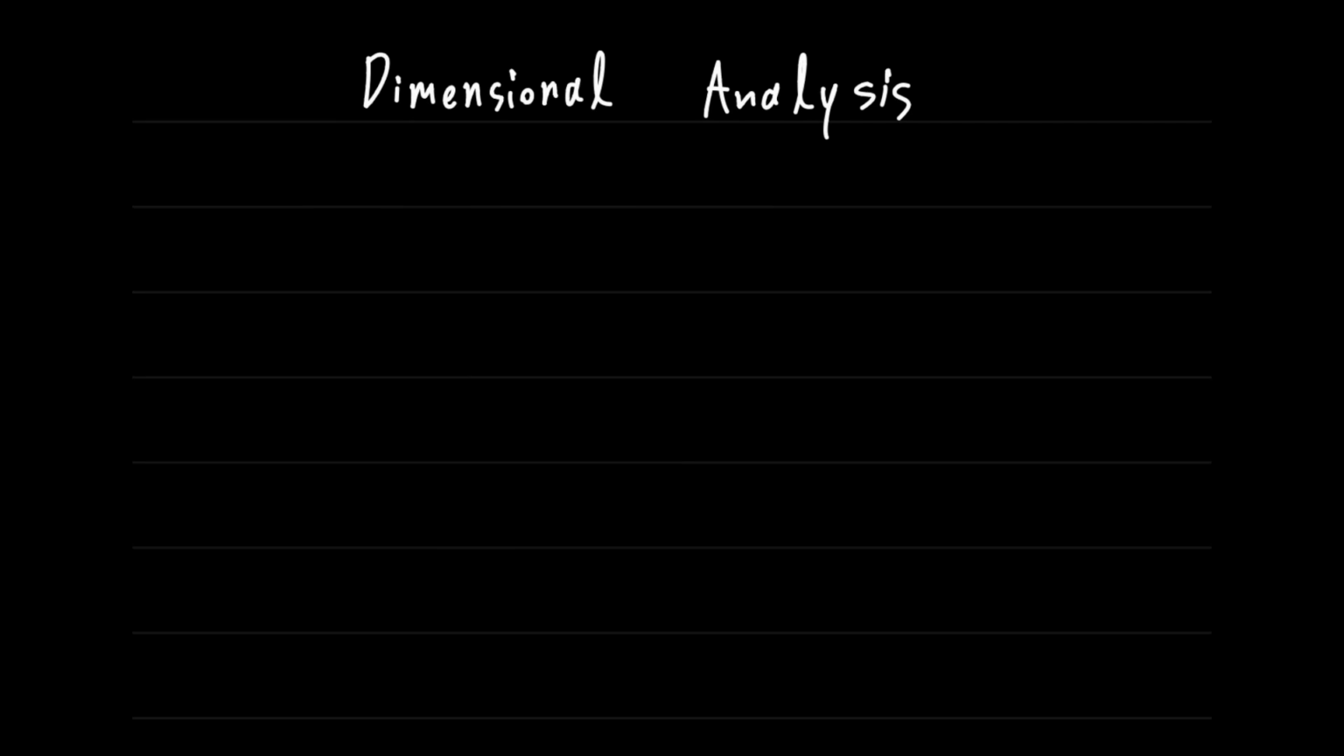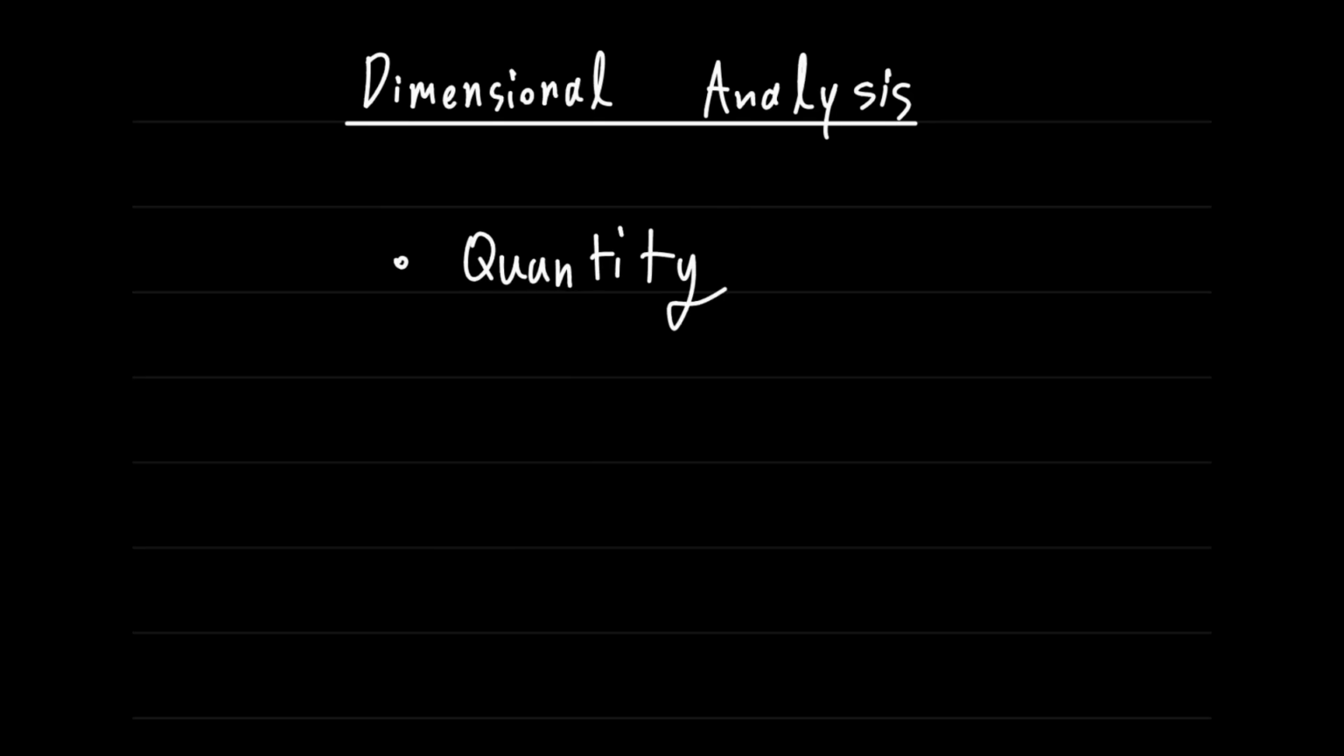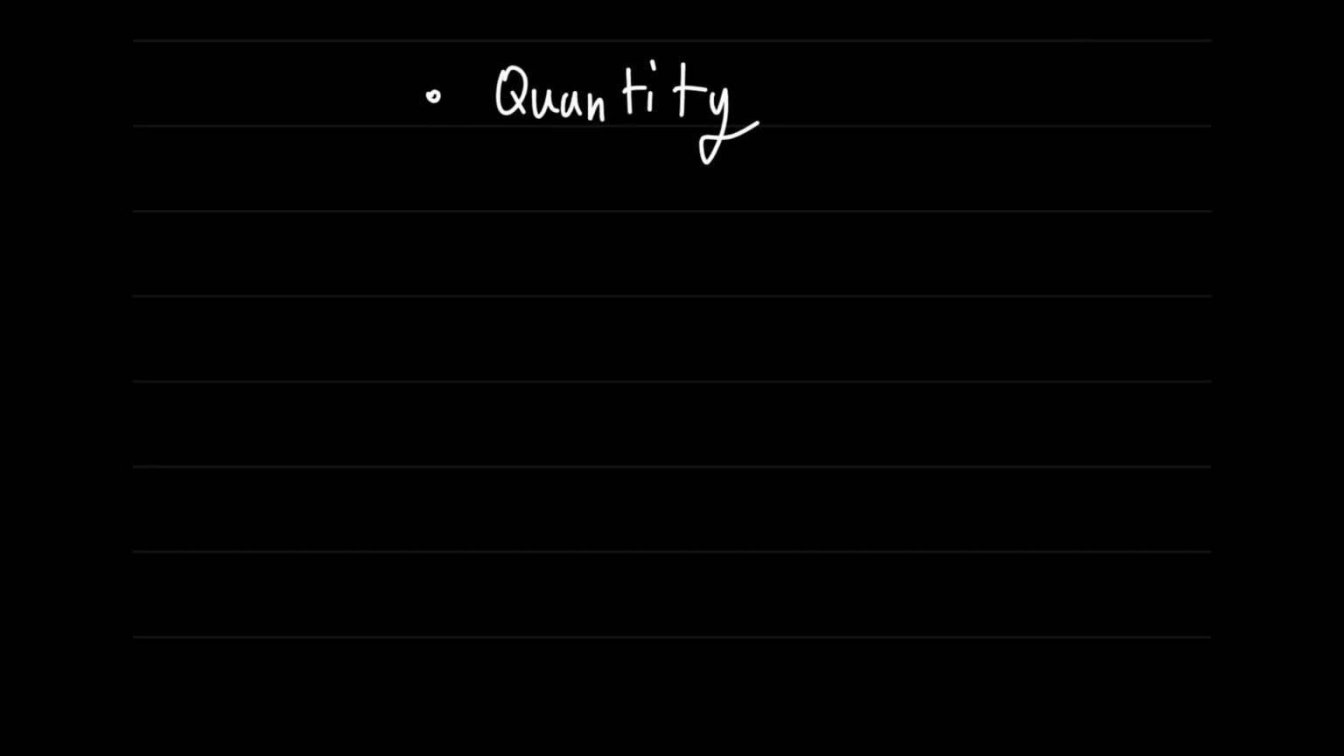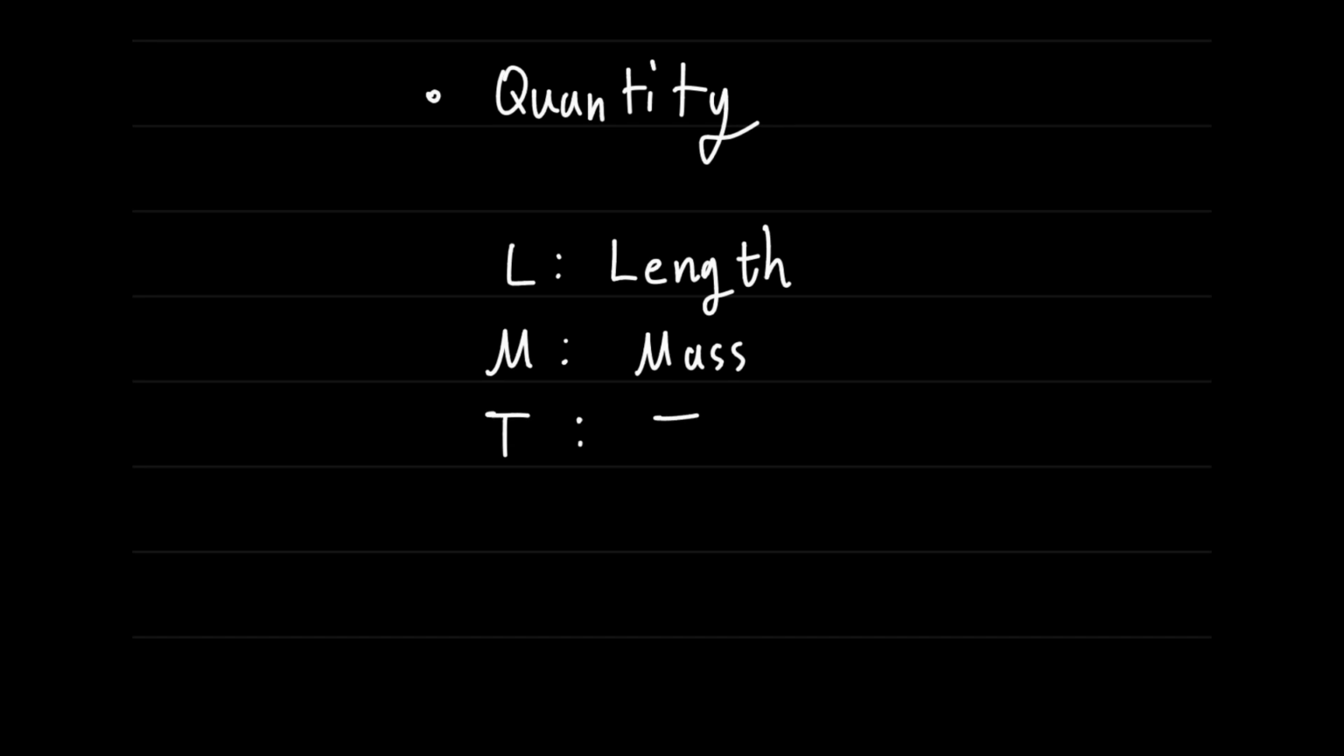Today I'm going to be summarizing the first topic in Physics 1, which is dimensional analysis. When we're talking about dimensions, they are quantities that can be measured in nature. The most prevalent ones in physics are as follows. The first is L, which stands for length. Another is M, for mass, and T for time.